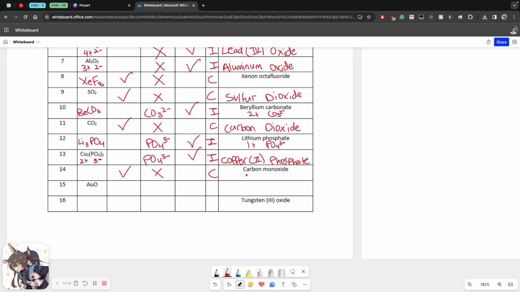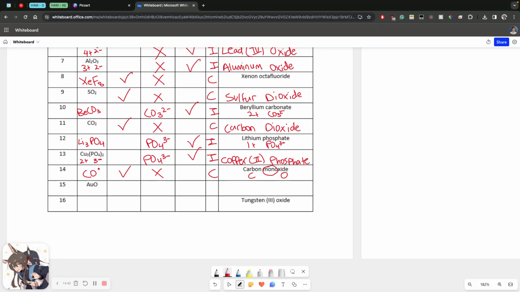With this information, we can go on and move on to the formula, and let's figure it out. So carbon, there's nothing in front of it, so we know there's only 1 carbon. Monoxide, mono meaning 1, means we only have 1 oxygen. Therefore, our formula is simply CO.